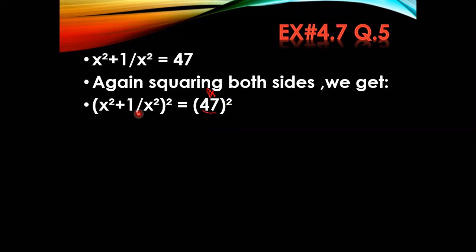We are going to apply what? We are going to apply here the same formula. A plus b ka whole square is equals to a square plus 2ab plus b square. So this x square is your term a, and this 1 upon x square will be your term b. Please keep it in your mind.